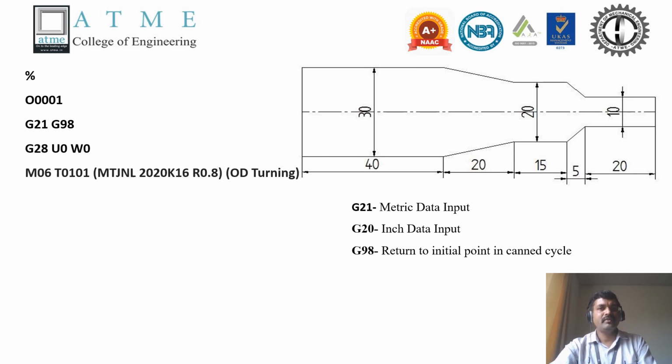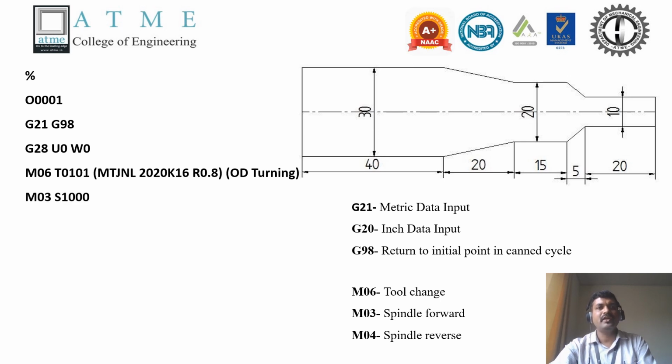Then G28 is to go once again to the initial position or home position. You start with U0, W0. U corresponds to the X-axis, and W corresponds to the Z-axis. Then M06 is the tool change, a miscellaneous function. Once you change the tool, the required tool will be selected. In this operation, we are going to select the reference tool we are going to use for this program, for the outer diameter turning.